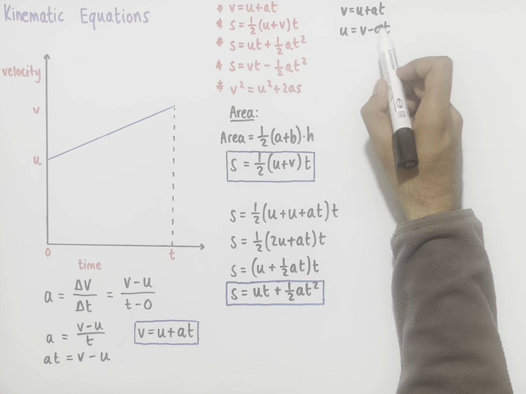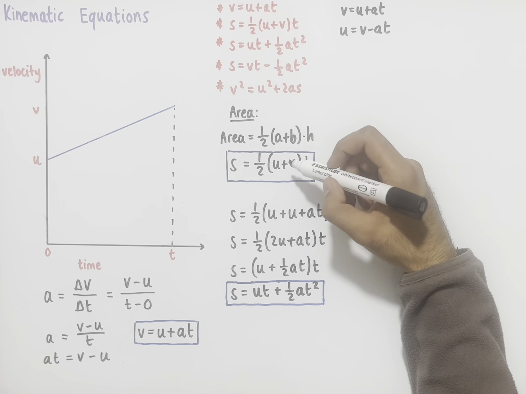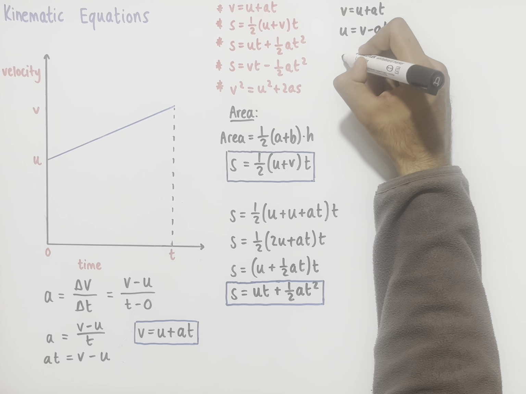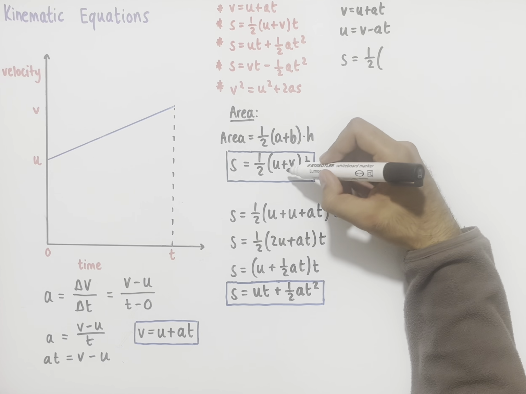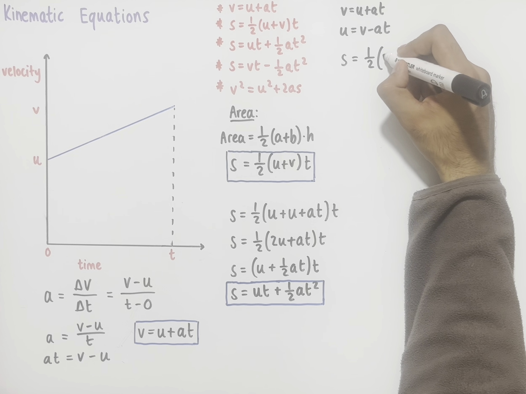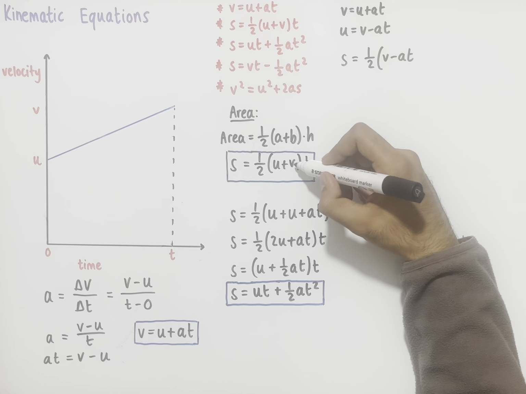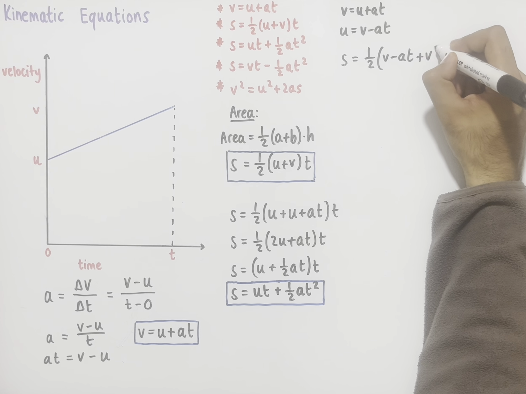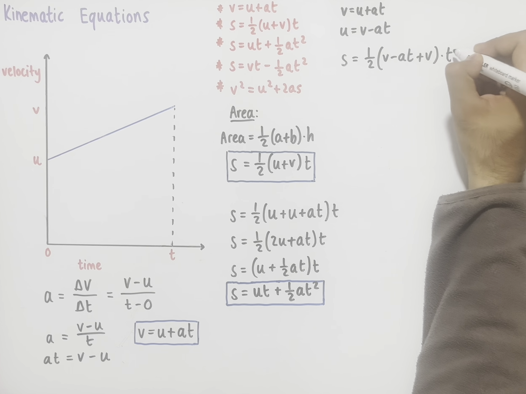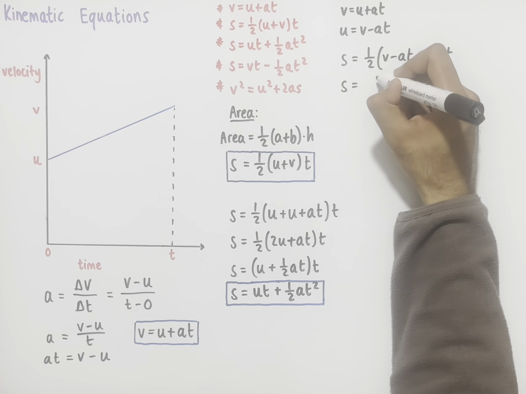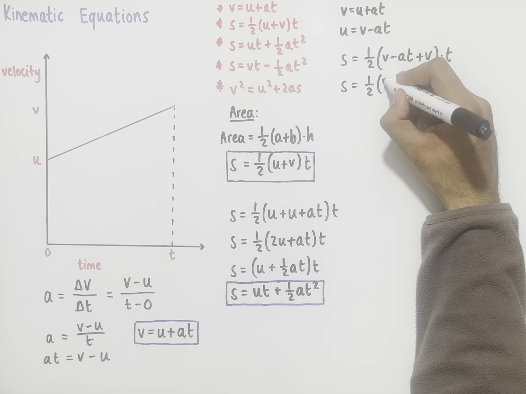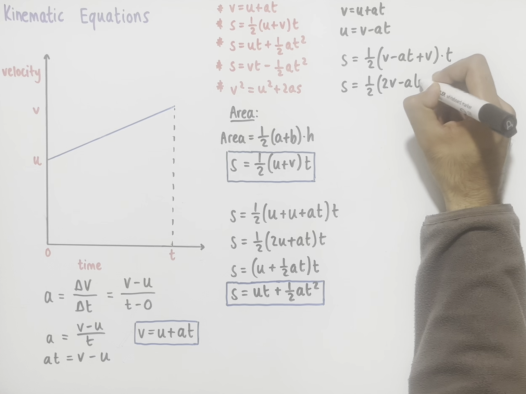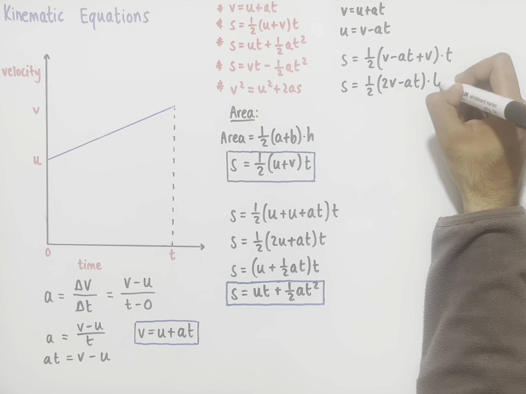Now substituting this into this equation here, for u, we end up with s equals a half brackets, and now instead of writing u, we're going to write v minus at, and then we have plus v, and then close brackets, and now we have t on the end. And so simplifying this, we end up with a half brackets, now v plus v is 2v minus at, close brackets, and then we have the t on the outside.